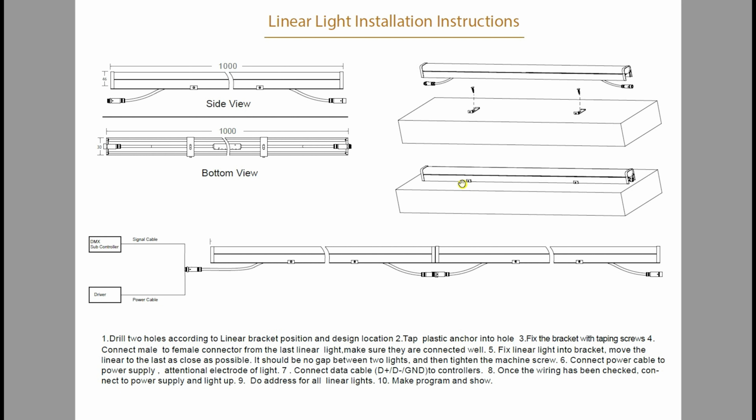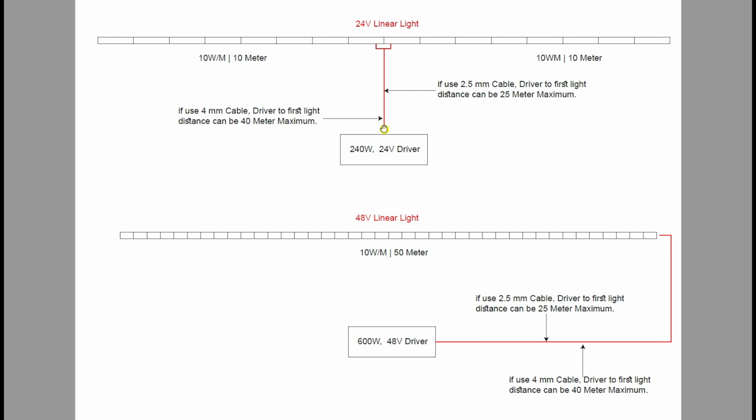So let's see how. This is a basic schematic I prepared to explain how the linear light needs to be installed. Let's say we have 24 volt linear lights and we need to install 20 meters of linear light: 10 meters on this side, 10 meters on this side. Now we need to give the power. The best way is using a 24 volt, 240 watt driver, and the LED power is 10 watt per meter. So the total load for 20 meters is 200 watts. We need to keep some extra power so that it is safe, so for a 200 watt load we are using a 240 watt driver. As you can see, 10 meters and 10 meters, and this is the driver.